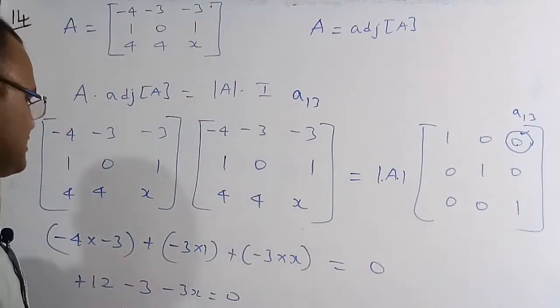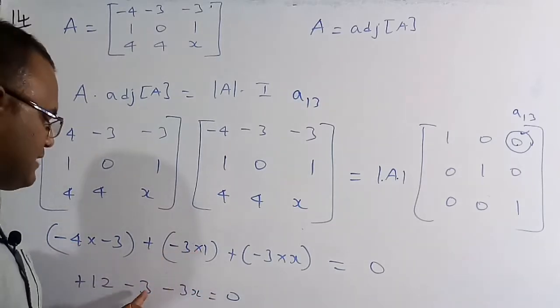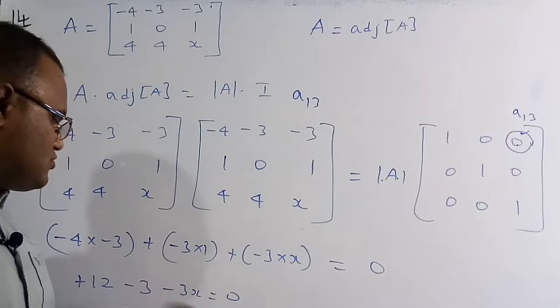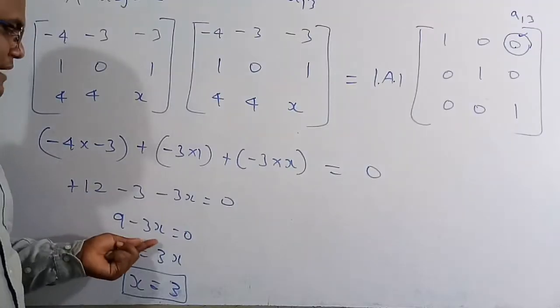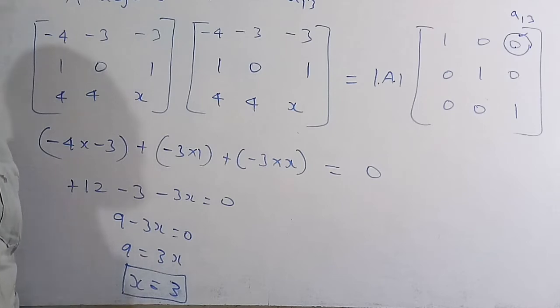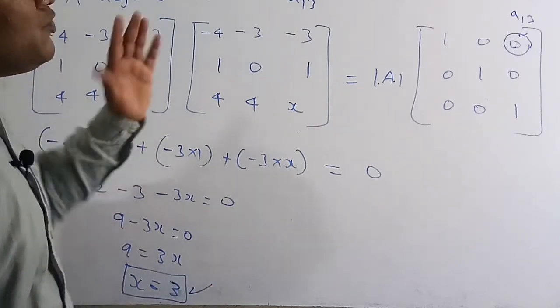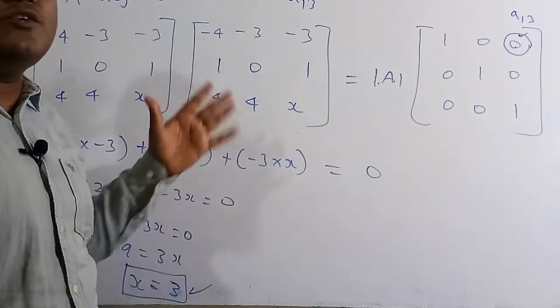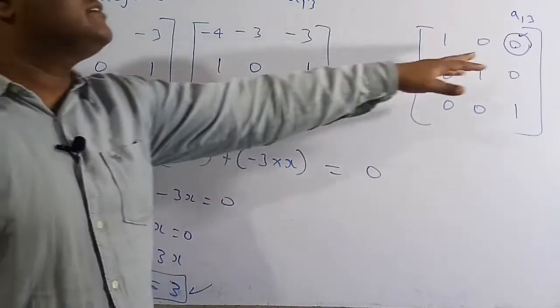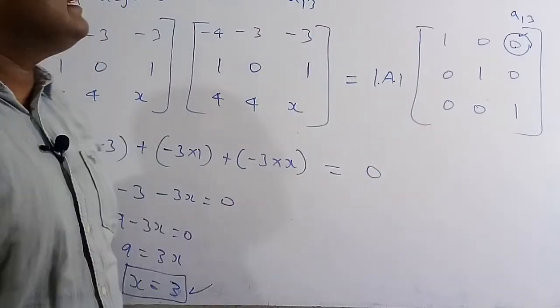If you do the simplification, we are going to get minus 4 into minus 3 is 12, minus 3 into 1 is minus 3, and minus 3x is equal to 0. So 12 minus 3 is 9, minus 3x is equal to 0. So 9 is equal to 3x. So x is equal to 9 by 3, which is nothing but 3. Therefore x is equal to 3 is the correct solution of this question. Now you can take any one component and still get the result, but I have taken this 0 because we can reduce the amount of simplification and get the answer in an easier manner.